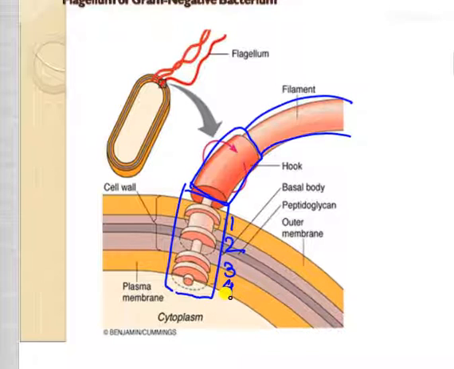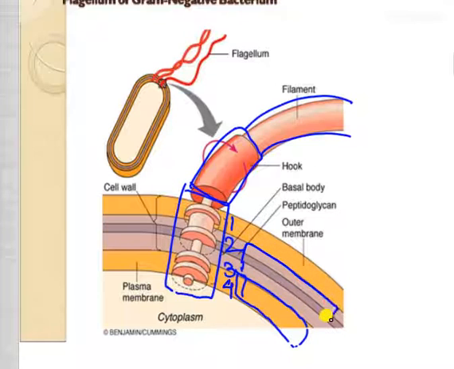The lower part of the basal body starts from the plasma membrane. This is the plasma membrane. Then from the cell wall, it extends towards the capsule. From the capsule, the hook starts, and then the filament extends outside the hook.